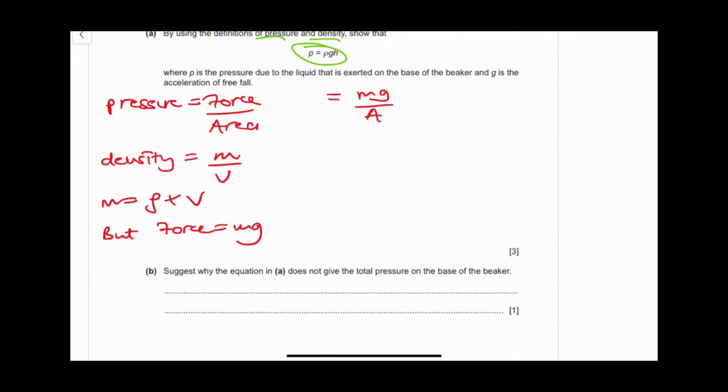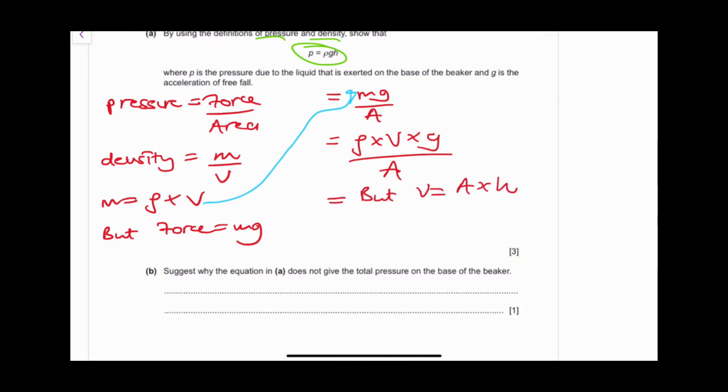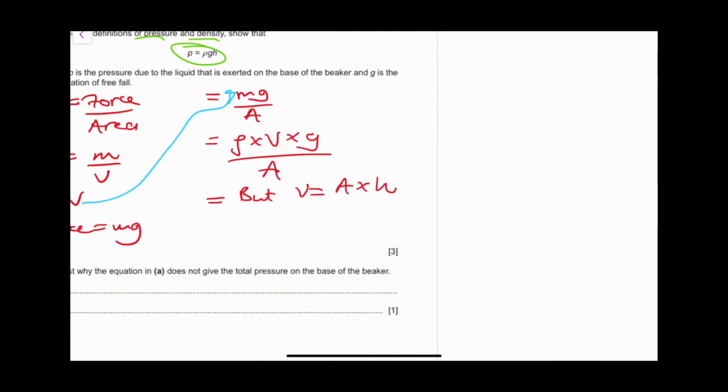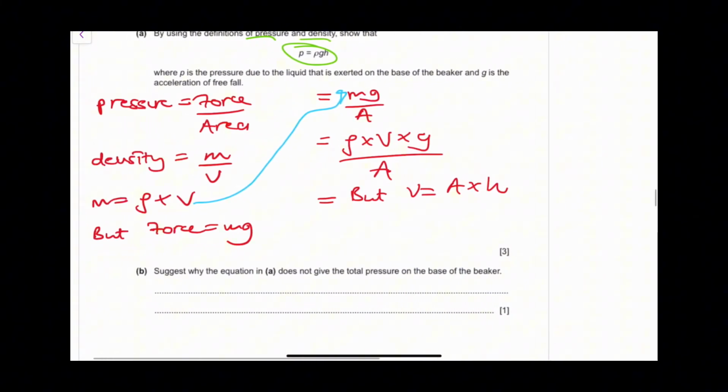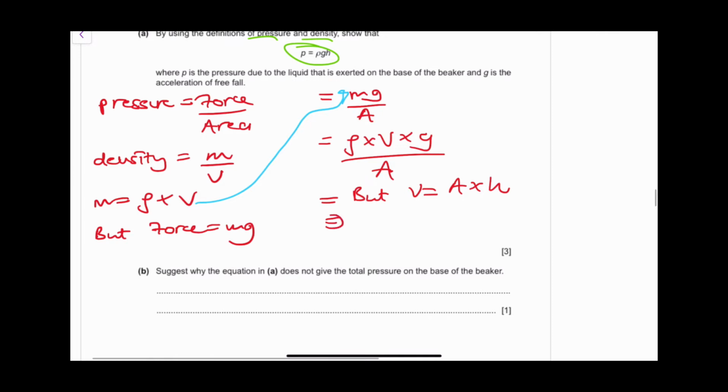But we say that m is equivalent to this value, so we substitute that value. So that would be density times V times g divided by A, right? But volume is actually area times height, right? If you have a certain shape and you want to find its volume, it's area times its height. So it will be rho times A times h times g divided by A. Those cancel out.